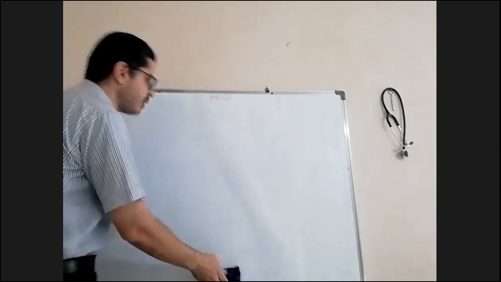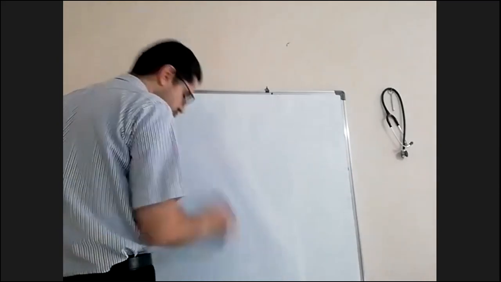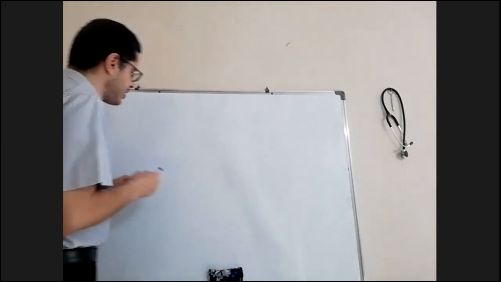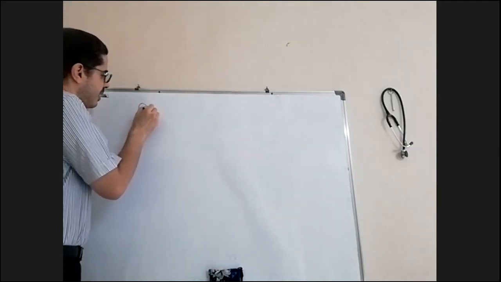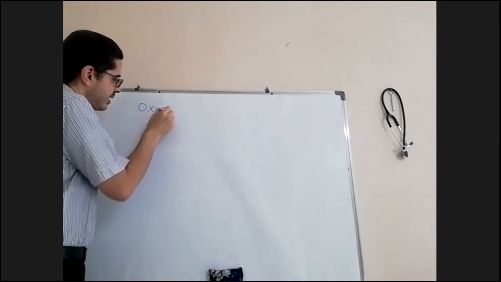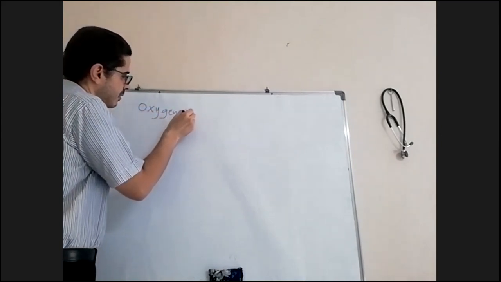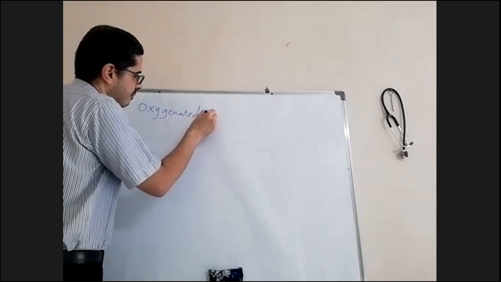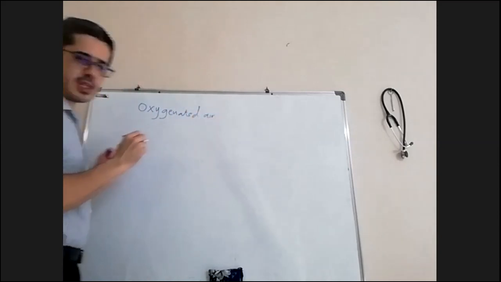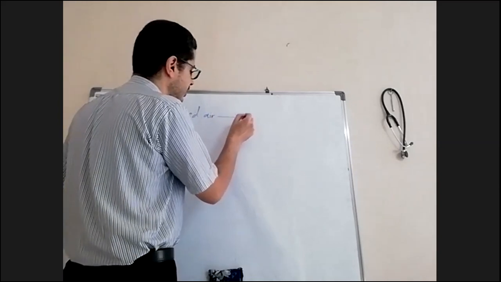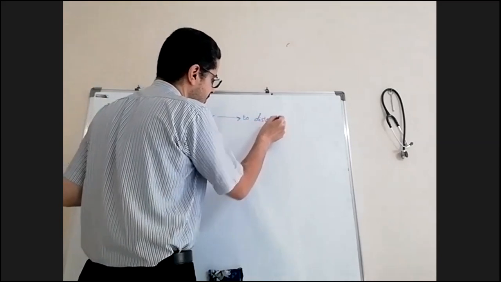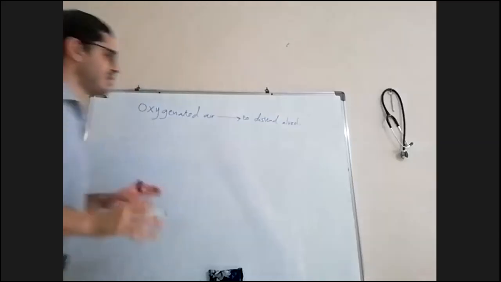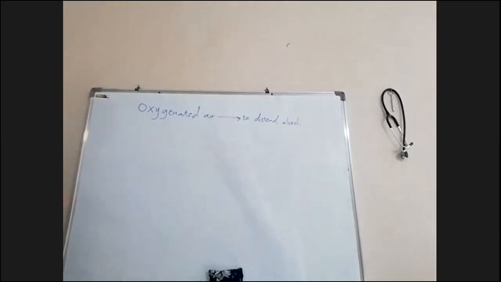Before I talk about 3 and 3, we must know that when I use mechanical ventilation, I am providing oxygenated air. What is the aim of oxygenated air? To distend alveoli. So this is the machine: oxygenated air to distend alveoli.